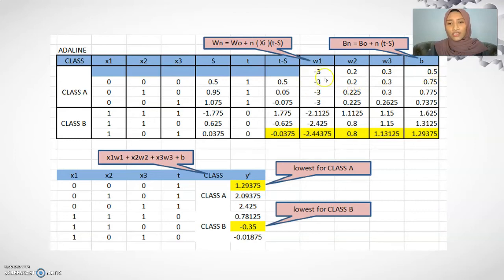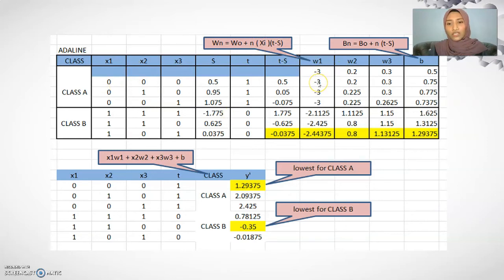And to find W1 at iteration 1, we just need to use this formula, which is W new equals W0 plus N multiplied by Xi multiplied by T minus S. So we just need to get W0 from the initial values, and N is equal to 0.5, and Xi is from here.